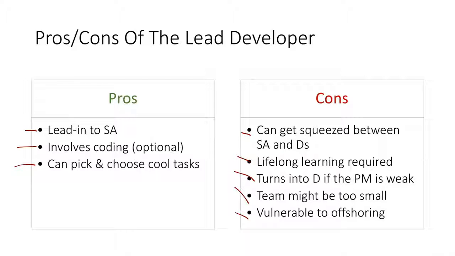And it's vulnerable to offshoring. Developers are already being offshored to countries with cheap wages. Lead developer is next. So it's kind of a dangerous role to be in. If you're lead dev, you might want to think about ascending the corporate ladder to architect as soon as you can, because the lead developer role is getting outsourced more and more. So that was the lead developer in a nutshell.